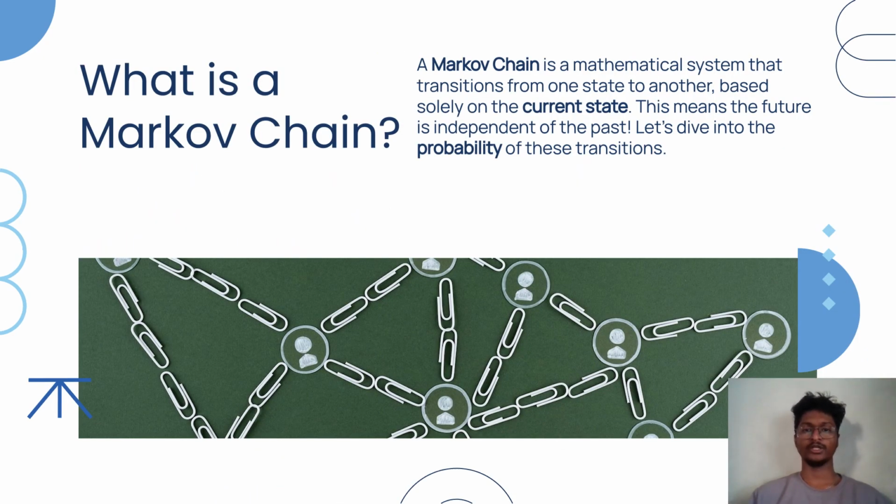What is a Markov chain? A Markov chain is a mathematical system that transitions from one state to another based solely on the current state. This means the future is independent of the past. Let's dive into the probability of these transitions.